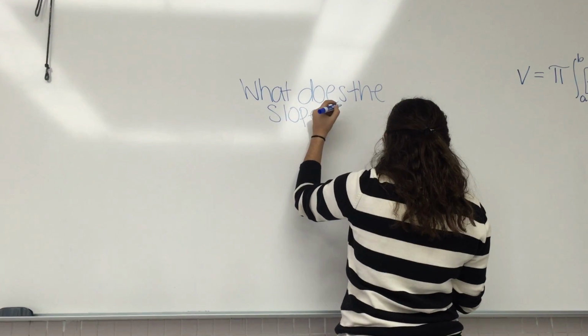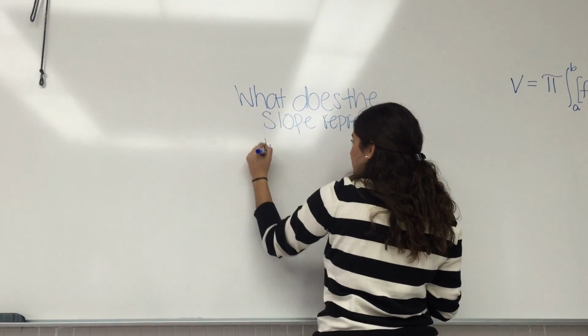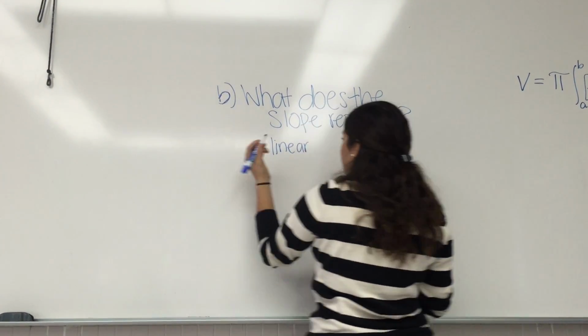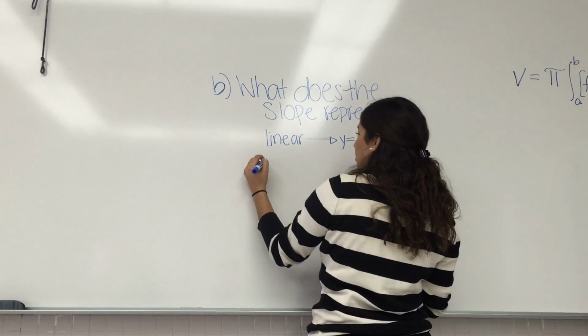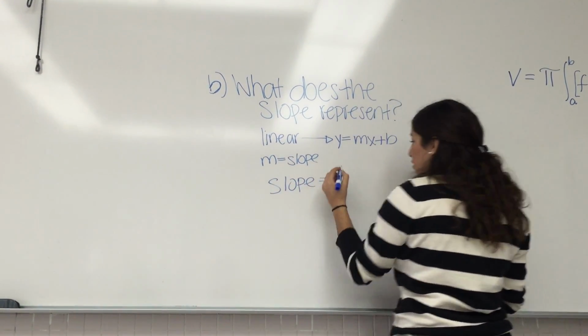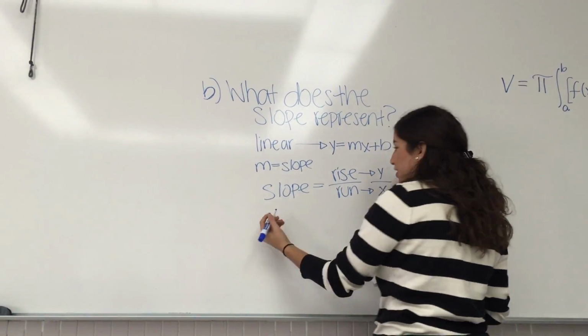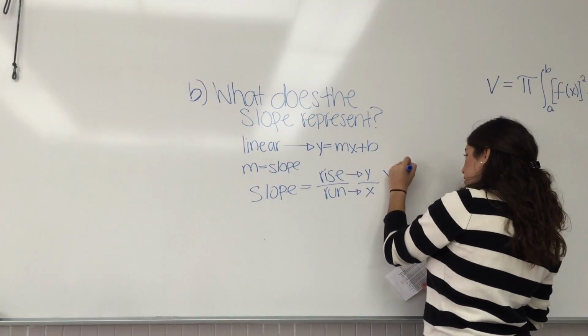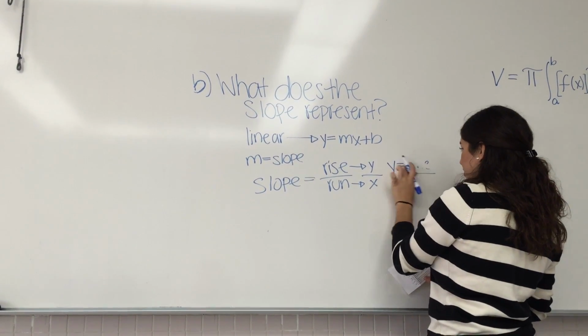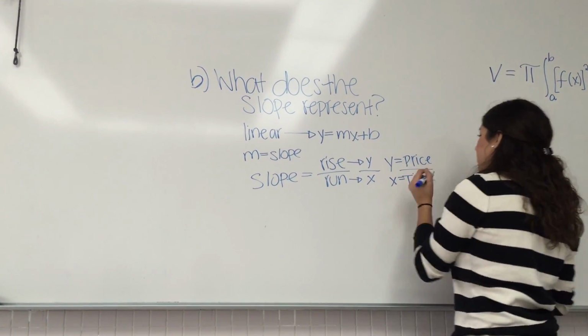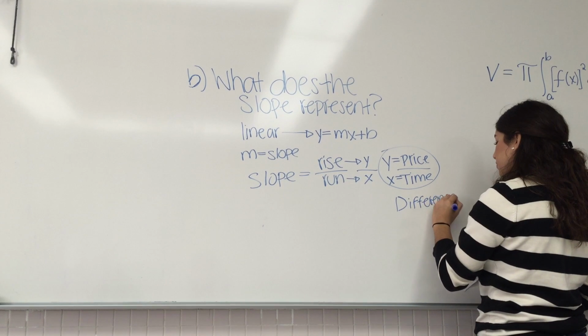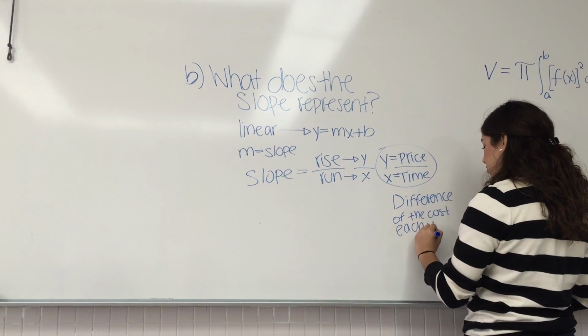In a linear equation, which stands for y equals mx plus b, letter m corresponds to the slope. The slope is the same thing as rise over run, and the rise corresponds to the movement of the y and run to the x. So, in this case, the y corresponds to the price and the x to the time. So, this means that the slope represents the difference of the cost per year.